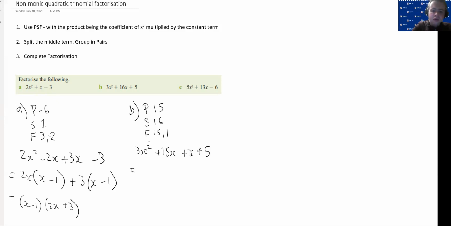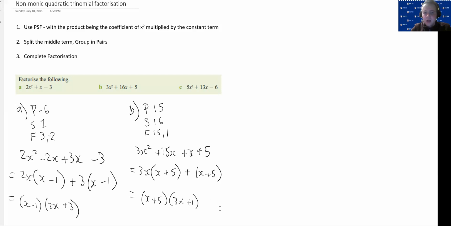Okay, I can then group in pairs, so I can take out the 3x, and then I'm left with x plus 5, and then I can take out a 1, and then I'm just left with x plus 5. So when I complete my factorization, I get x plus 5 and then 3x plus 1. Don't forget the 1 there. We know there's a 1 in front of these brackets here. I just wrote those brackets to make it clearer that we had a common factor.